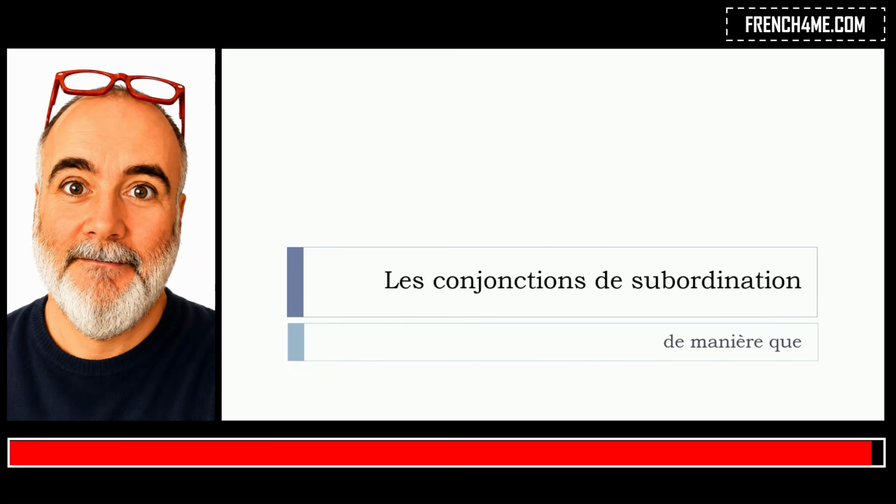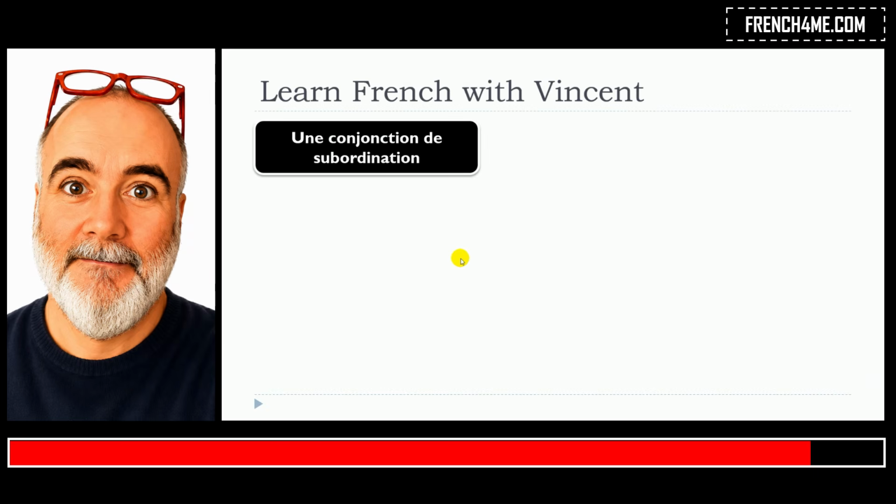In this lesson, we will see together les conjonctions de subordination, but then more precisely, we will see de manière que. So let's start from the beginning with the question, what is une conjonction de subordination?